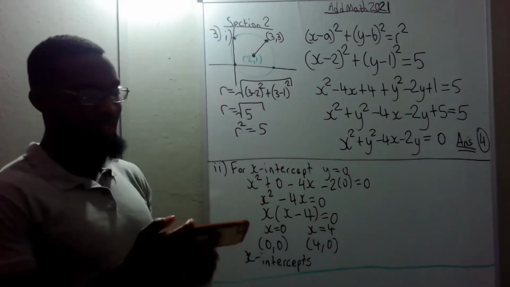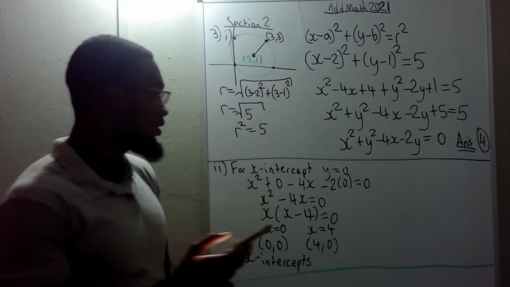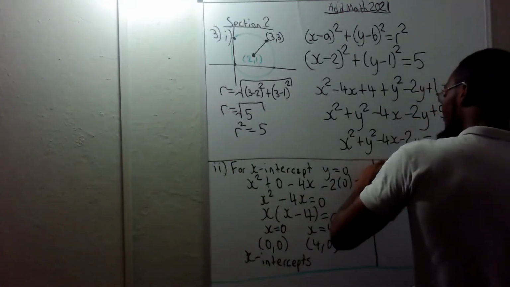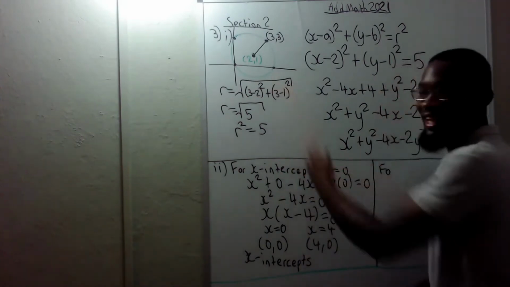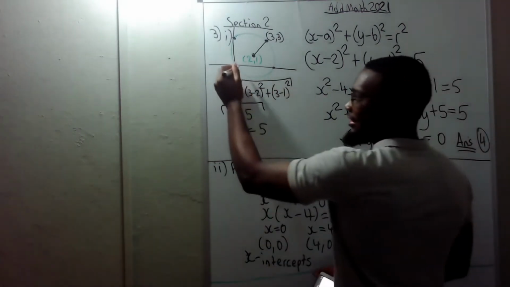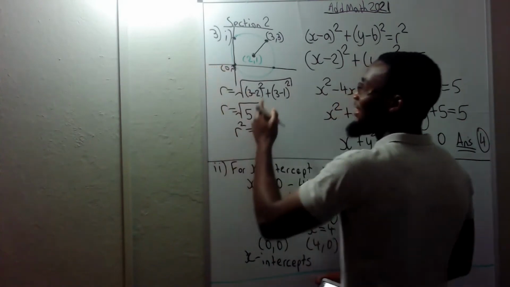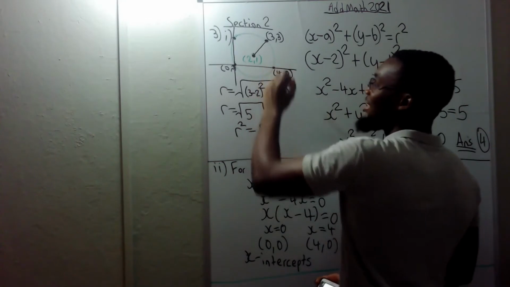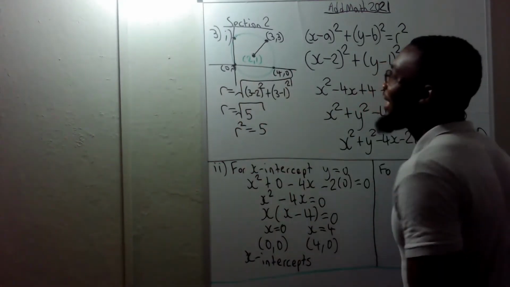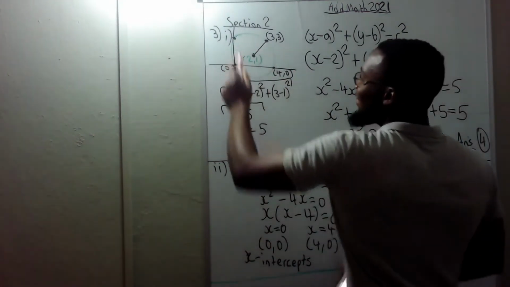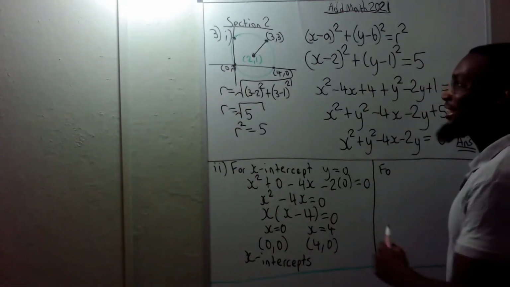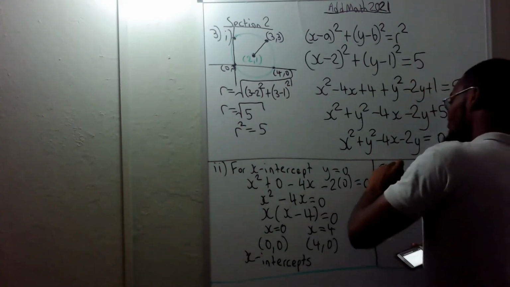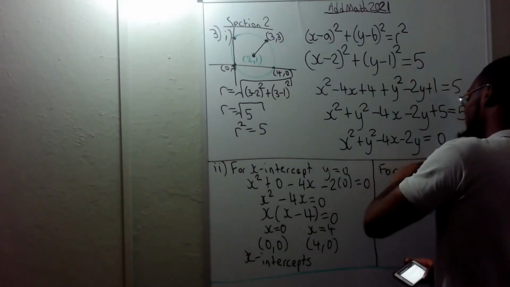Now, once you get the x-intercepts, let's go on and find the y-intercepts. Oh guys, look on the sketch. This is (0, 0). 2, 3, 4. This is (4, 0). So based on the sketch, the y-intercept looks like 3. Let's check if I'm right. This looks like (0, 3).